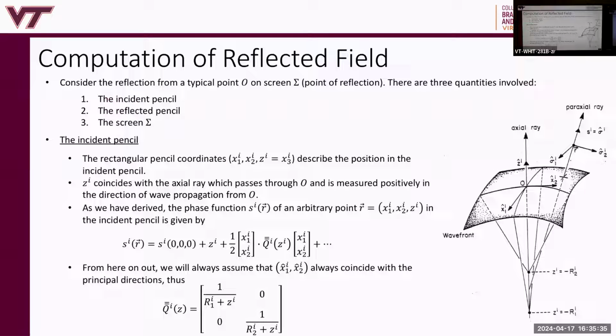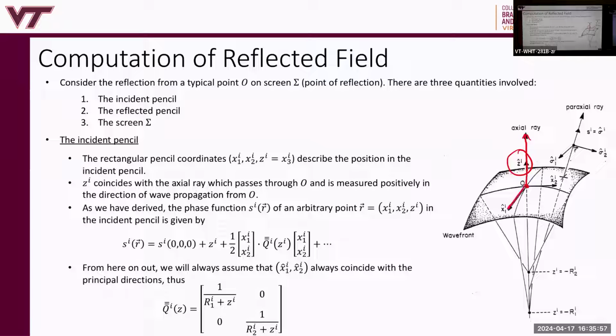We did this before, right? So z_i coincides with the axial ray and passes through point O. So here's the axial ray, and remember what we did here. The axial ray is there. Here's a point O on the wavefront. Here's the axial ray. We aligned the z-axis of our local coordinate system for the pencil coordinates of the incident wavefront with the axial ray.